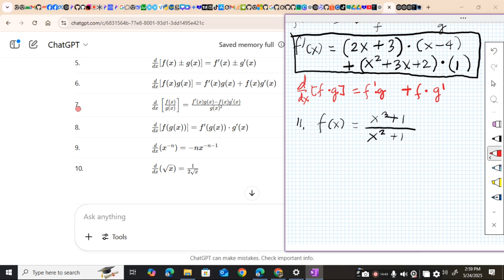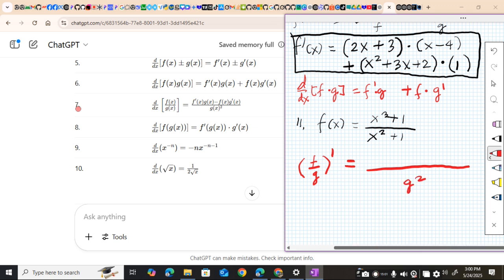So number 7 is, if we want to find the derivative of f over g, so essentially that's f prime, to indicate that it's a derivative. All you need to do is, you have to square the denominator, then g multiplied by the derivative of f minus f multiplied by the derivative of g, which is g prime. So we identify that our numerator is f and our denominator is g.